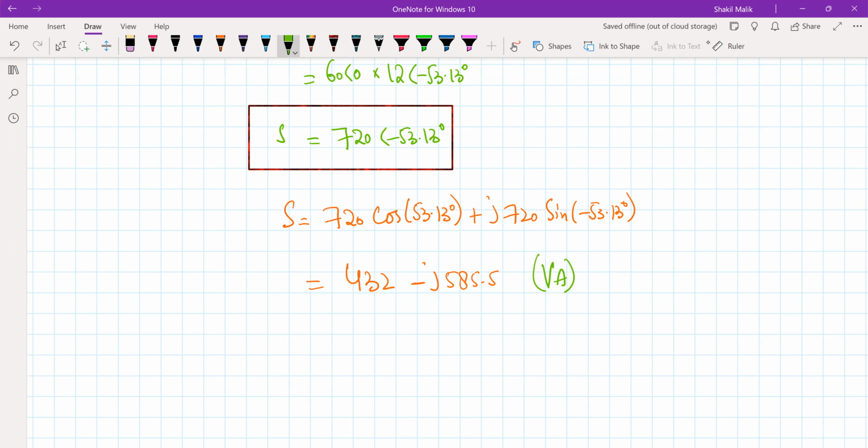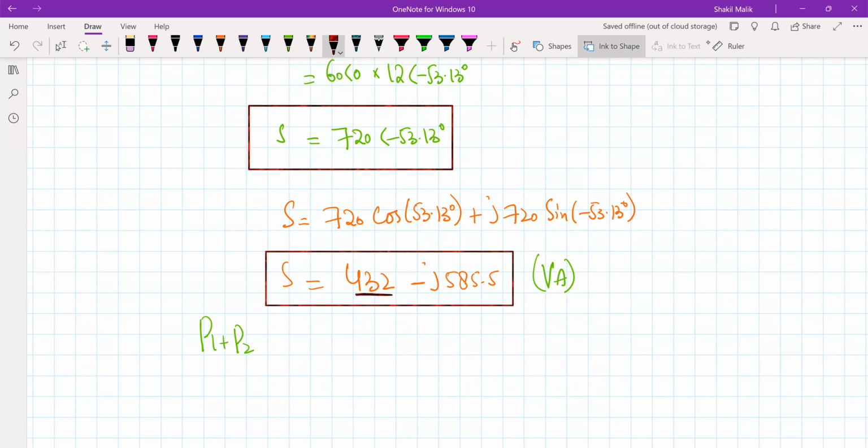Now, can you tell me what is the value of P1 plus P2? So this is the complex power supplied by the source. Complex power is equal to real power plus reactive power. So this is the real power, meaning the power supplied by the source that will be dissipated by the circuit. Now what's P1 plus P2? 288 plus 144, that is 432. Check the real part of this.